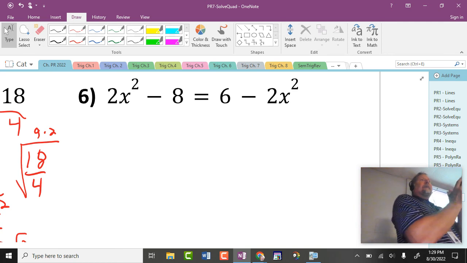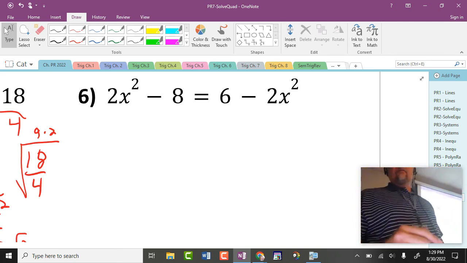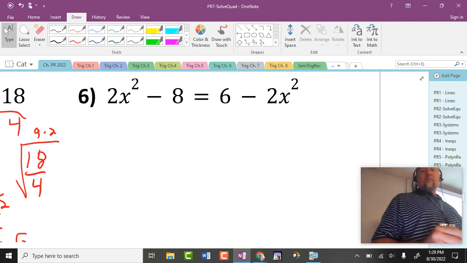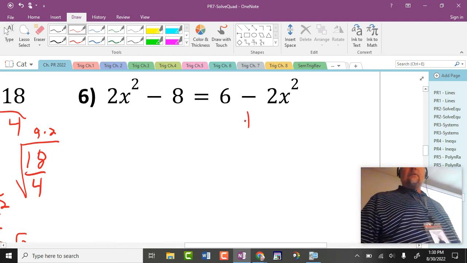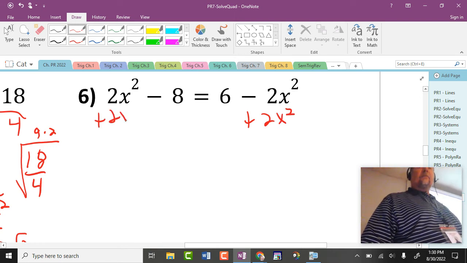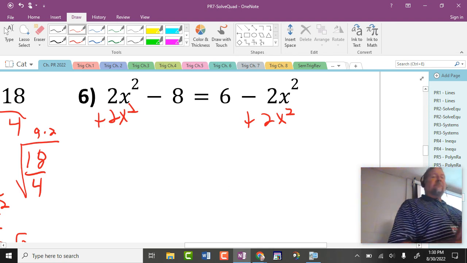No, we want to get them together. They're all over the place. So how would I balance this out? What do you think I'd do first? Whatever you do to one side, do to the other. What do you think? Yeah, I would start with that. So do something, not nothing. Oh, I say that forever in cat classes. Don't do nothing. Do something.